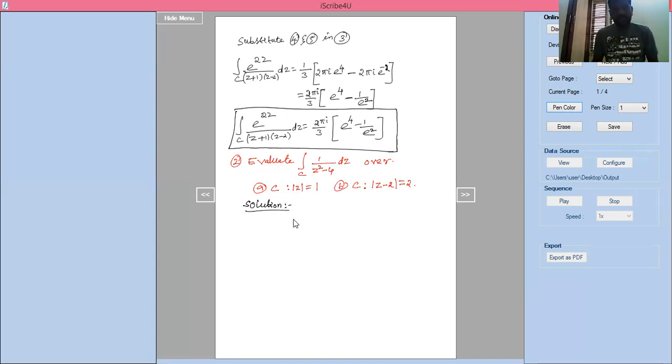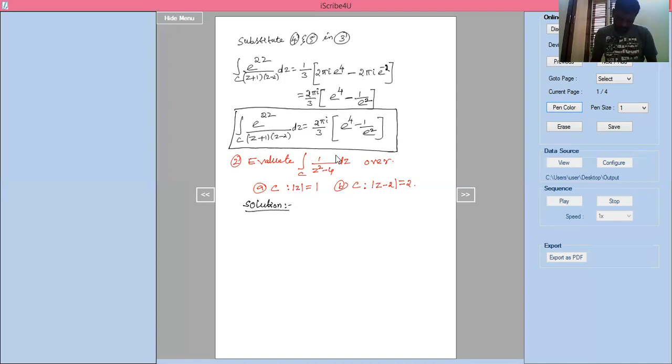Solution. Here, first I will check, two circles are given. Problem A we are going to do separately and problem B separately. First, we will find out for one circle. Before doing this, we first have to see how to simplify this.